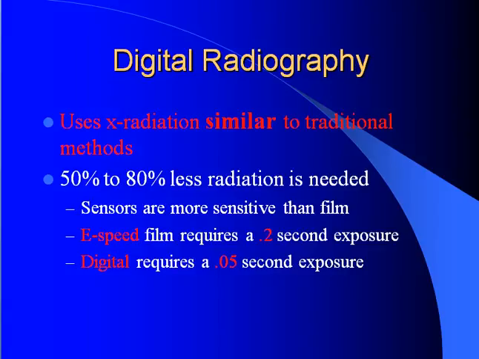The advantage of digital radiography is that it uses X-ray radiation similar to traditional methods. However, 50 to 80% less radiation is needed. The sensors are more sensitive to radiation than the film. For example, an e-speed film requires a 0.2 second exposure, whereas a digital sensor requires a 0.05 second exposure.